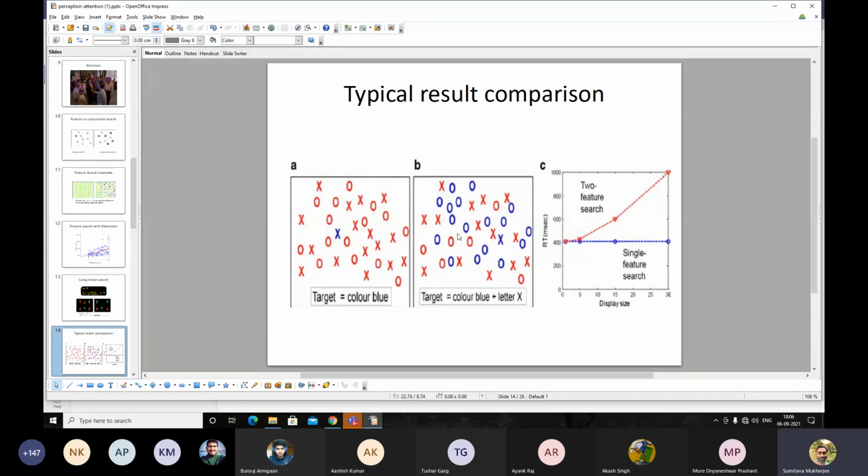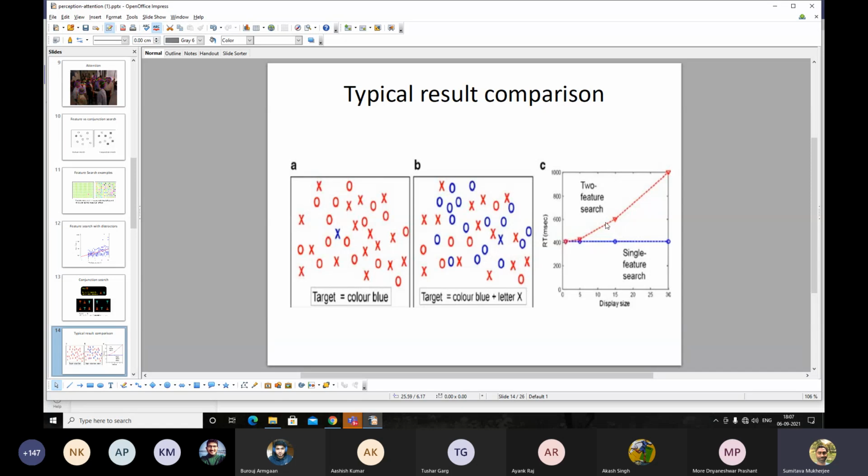However, if I do conjunction search and I say search, the target is of color blue and letter X. Now here I have competition. There are more items of blue, which are distractors, which is all the zeros or O's. And then I also have to search for letter X. So now I have red X's, which are again distractors. So only a blue X is my target. Now here what happens is, depending on the display size, the time for me to search for it keeps on going higher.